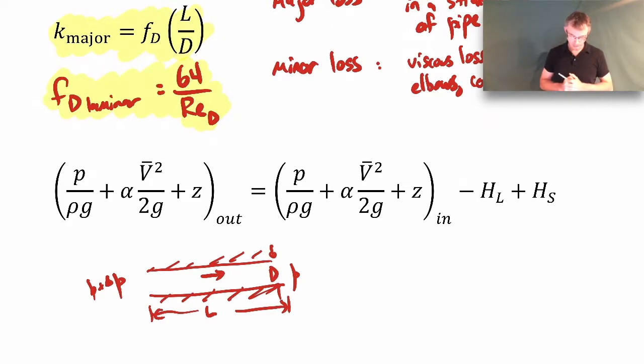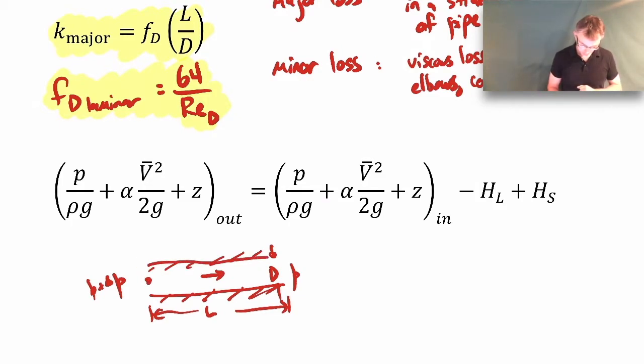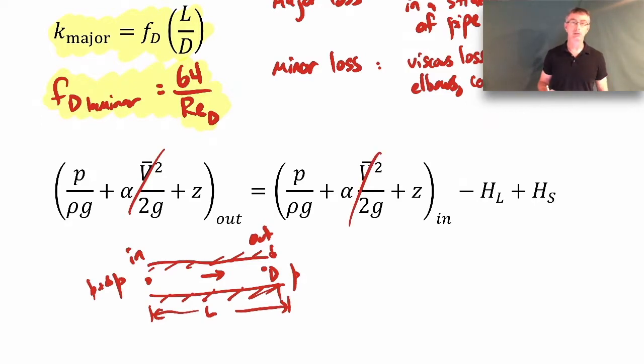It's a constant diameter pipe. Let's evaluate the extended Bernoulli equation as we go from in to out. So this is in, and over here will be out. When we evaluate the extended Bernoulli equation, the velocity in and the velocity out will be the same, just from conservation of mass. It's the same cross-sectional area. We're assuming incompressible fluid, so those terms drop out. We don't even need to worry about what the kinetic energy correction factor is.